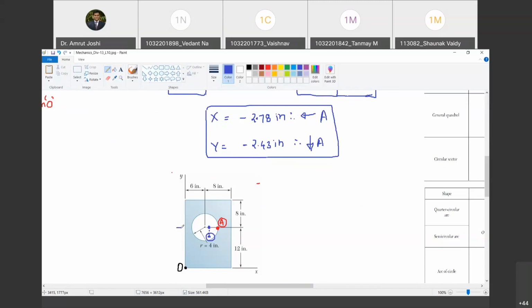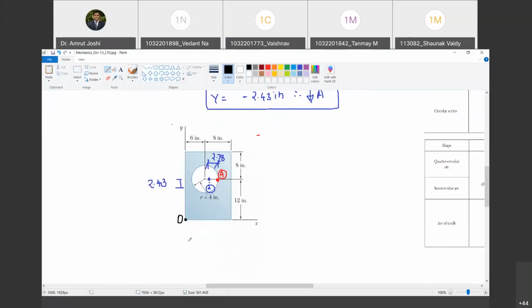How much is this distance from A? It is 2.43. And what is this distance from A? It is 2.78. Can you locate now the centroid with reference to O?